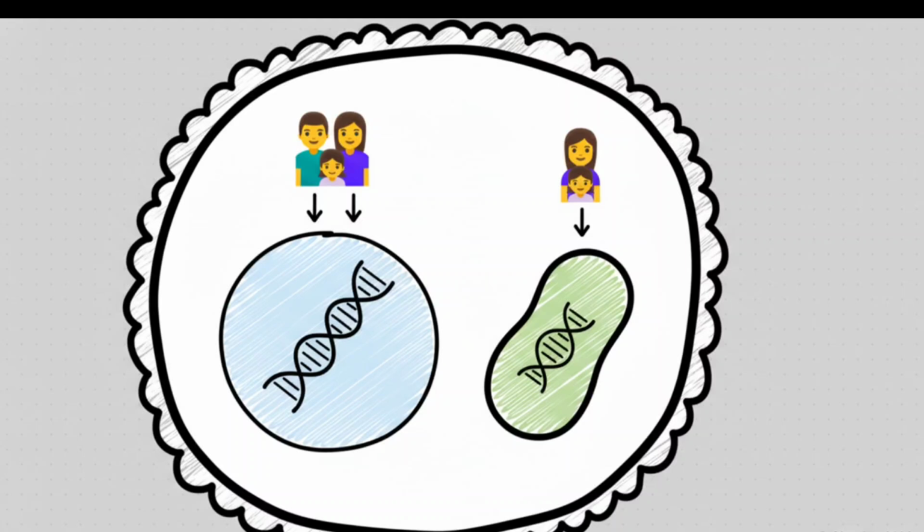But get this, we also have a second, totally separate genome. It's hiding out inside our mitochondria. You know, the power plants of the cell. This mitochondrial DNA is tiny in comparison, it's circular, and here's the cool part. You only inherit it from your mother.